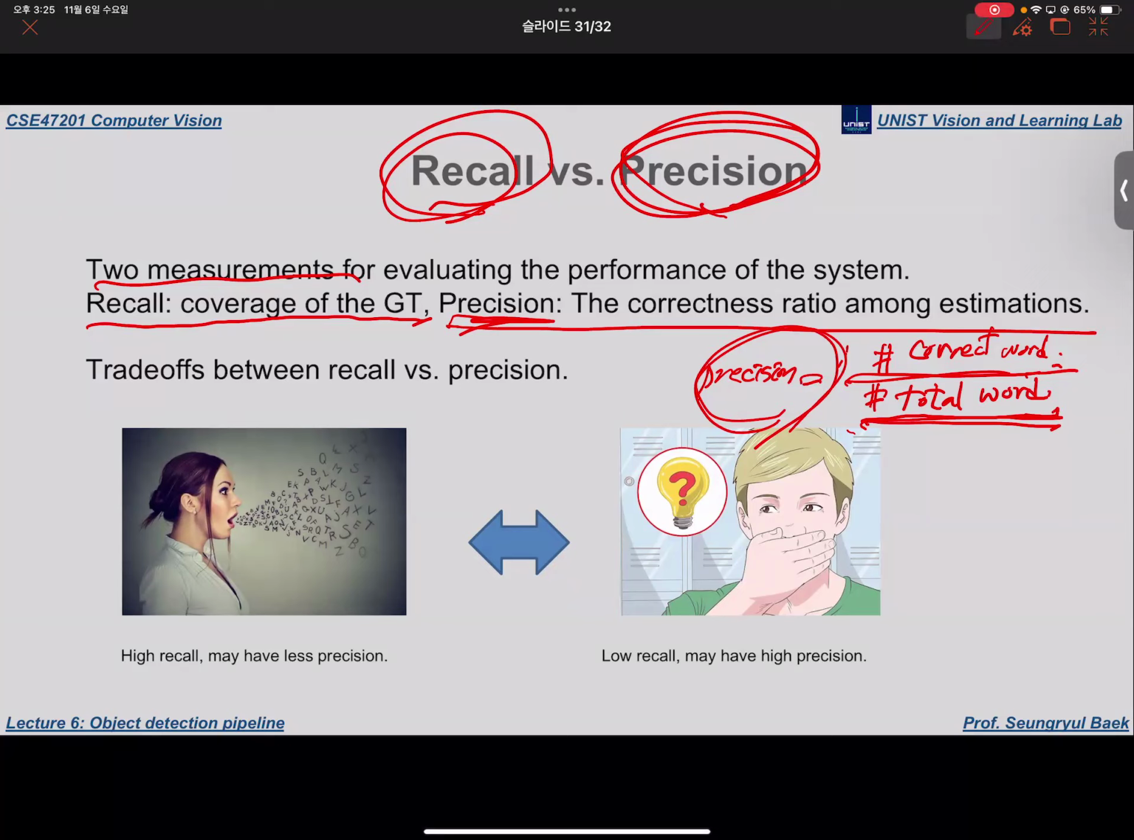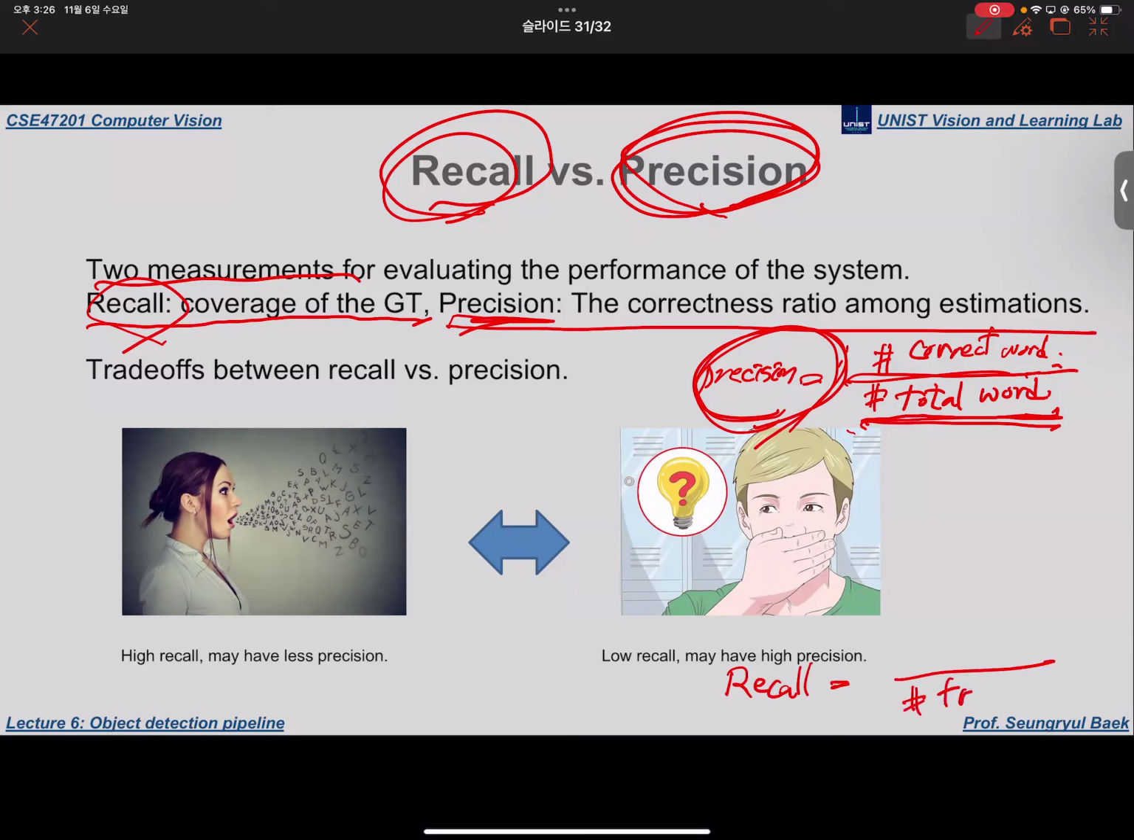If a machine learning algorithm outputs some wrong results, and their ratio of wrong results is actually larger than the correct results, then we will not trust that system, right? So that's a good measure of measuring the accuracy. But recall is also a very important aspect. So recall is defined like this.